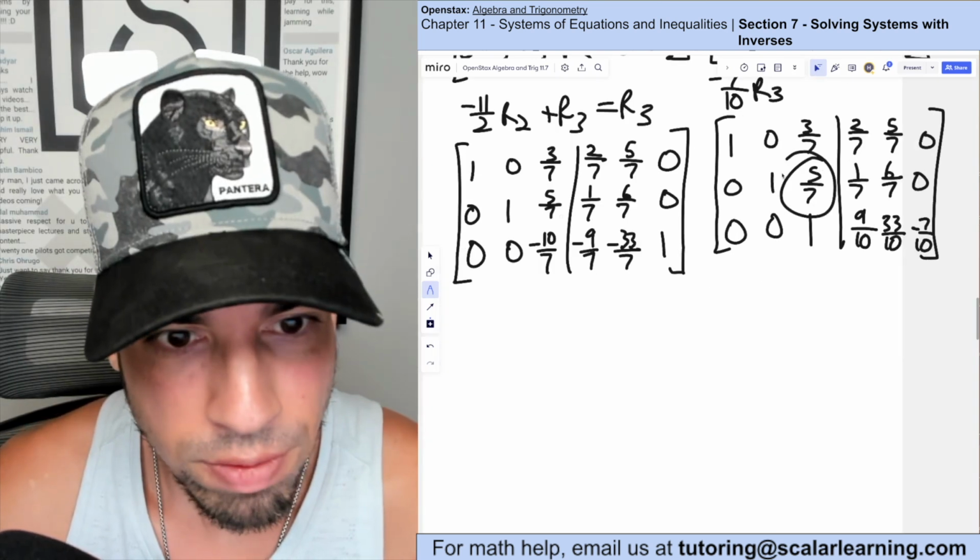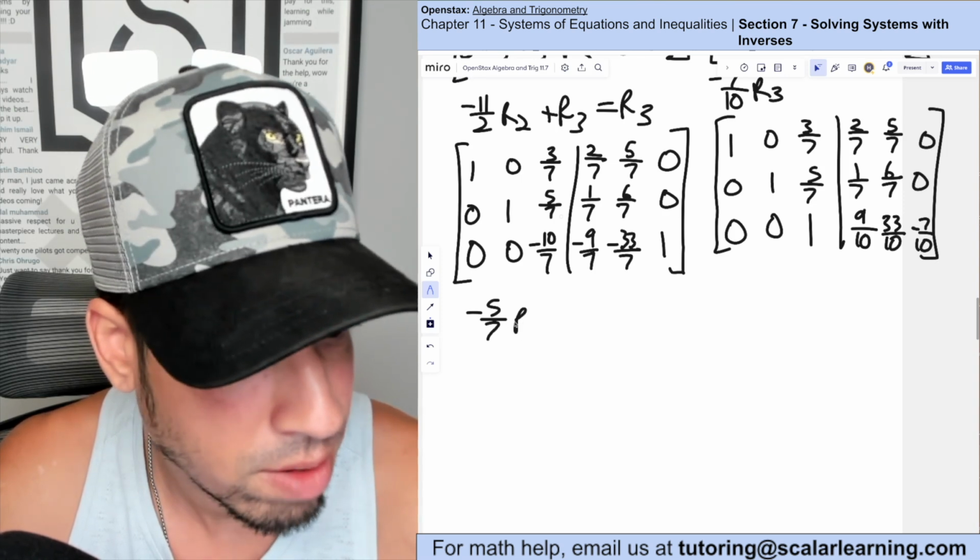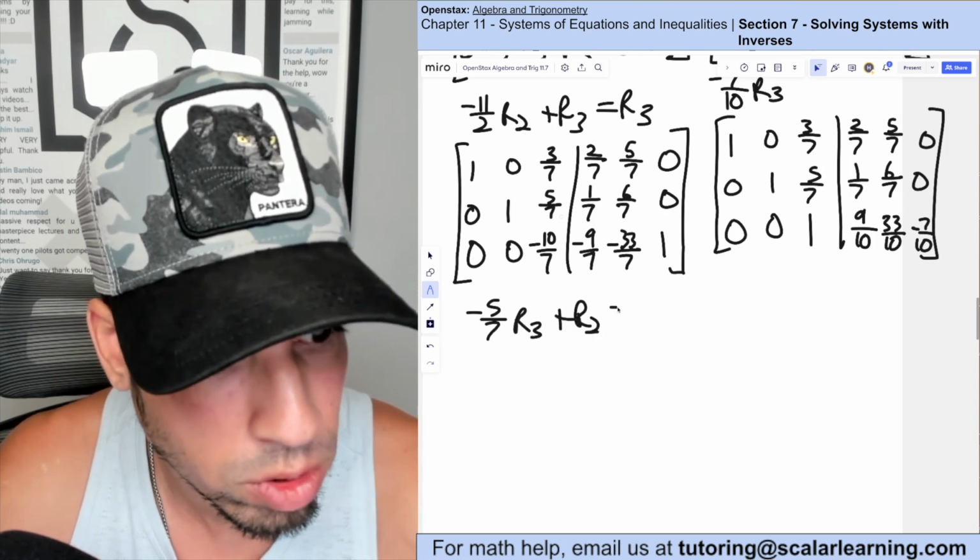Okay. Next, let's flip that to a 0. So I'm going to multiply row 3 by negative 5/7, add it to row 2 to get a new row 2.